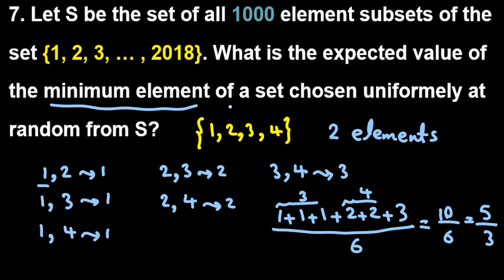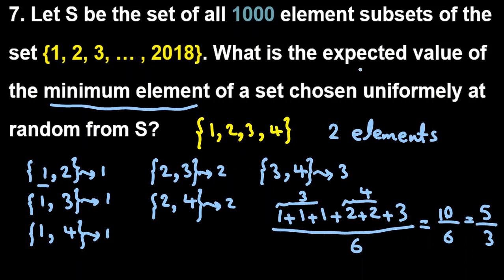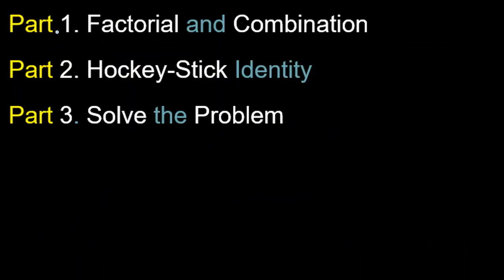So I just wanted to explain what the problem is. You have the main set, for example, 1 to 2018, here 1 to 4. We want to consider the set of all 1000 element subsets. Here, I consider 2 elements. So you consider all subsets with 2 elements of 1, 2, 3, 4: 1, 2; 1, 3; 1, 4; 2, 3; 2, 4; 3, 4. And then it asks, what's the expected value? You can consider expected value here as the mean of the minimum element of a set chosen uniformly at random from S. This means, for each subset, consider the minimum element and find the mean of these minimums. So 3 ones plus 2 twos plus 3, over 6. It will be 10 over 6, which equals 5 over 3. So let's focus on these three parts, and now let's jump into part 1.